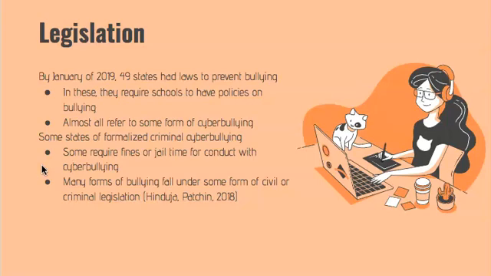For the legislation piece, it has been shown that by the year 2019, 49 states did have laws to prevent bullying, because most cyberbullying goes along with many of the formalized criminal laws that most of these states already have. These laws are also requiring schools to have policies on bullying as well, and most of them already include cyberbullying. Many forms of cyberbullying or just bullying do fall under some form of either civil or criminal legislation.